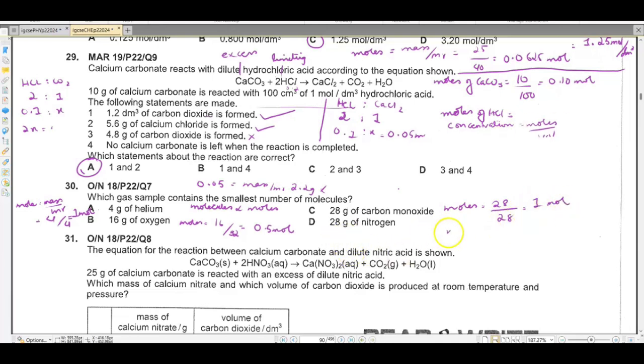And then 28 grams of nitrogen. Moles is equal to 28 as the mass and 28 is the Mr for N2. This is going to give us 1 mole as well. So the others give 1 mole, and the smallest number of molecules would be present in 16 grams of oxygen, which gives 0.5. The smallest number of moles means the smallest number of molecules. So B is the correct answer.